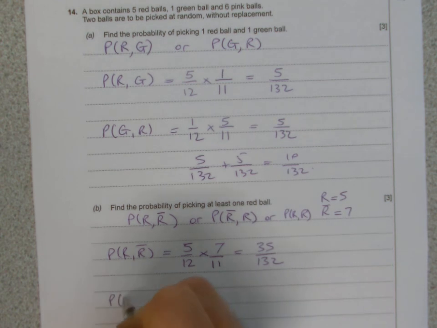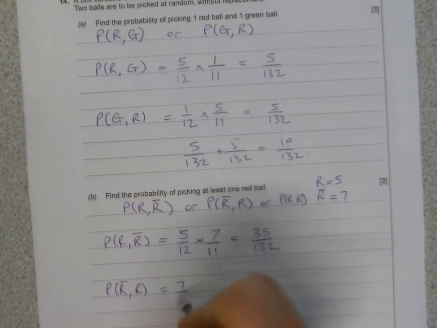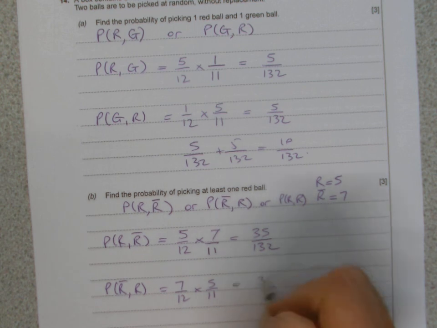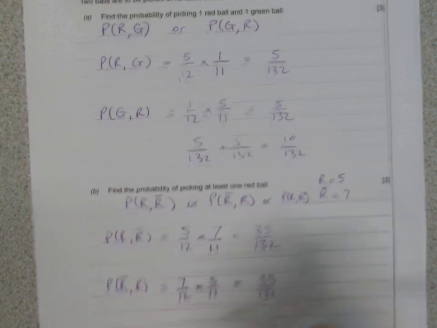The other way then is not red, red. So not red, you've got 7 chances, of course, out of 12. Red, you've got 5 chances out of then 11, of course, because 1's been taken out. This is the same, 35 over 132.